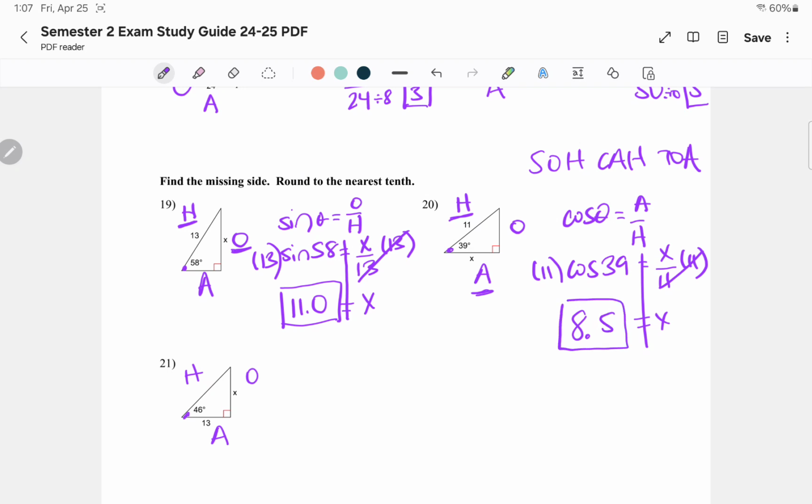Okay, and then our last one, we have O and A that have information. We're going to be using tangent. So tangent of theta is O over A. Tangent of 46 is x over 13. Multiply both sides by 13, and we get 13 times tangent 46, and we get 13.5.